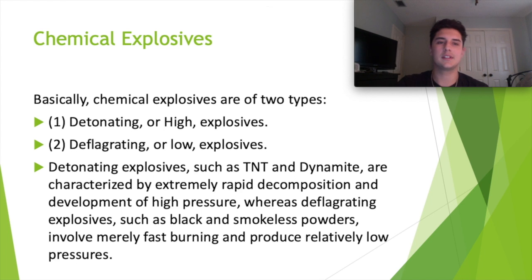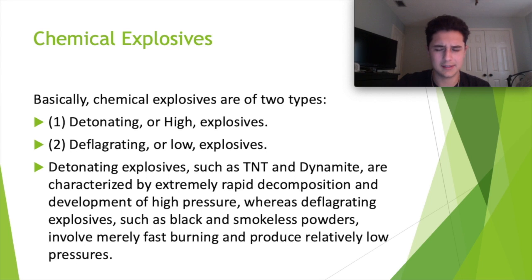Chemical explosives. So chemical explosives are of two types: detonating or high explosives and deflagrating or low explosives. Detonating explosives such as TNT and dynamite are characterized by extremely rapid decomposition and development of high pressure, whereas deflagrating explosives such as black and smokeless powders involve merely fast burning and produce relatively low pressures.